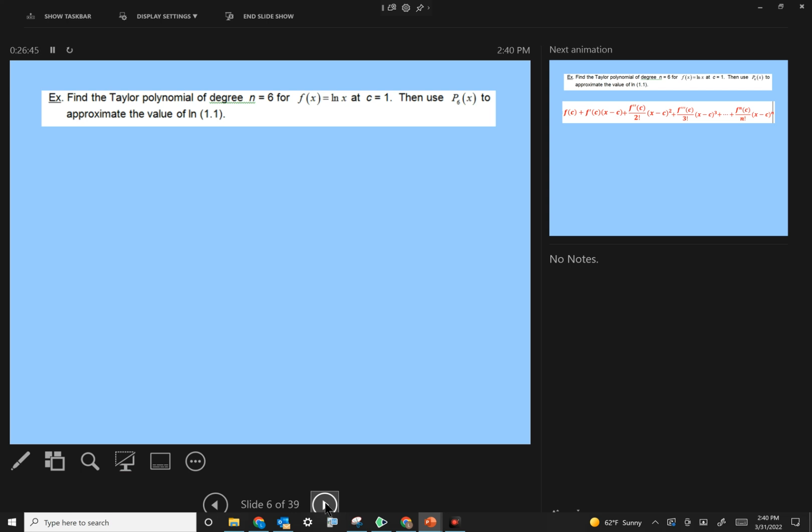Okay? Next example. Taylor polynomial, does that mean it's centered at 0? No, it would say Maclaurin, of degree 6 for natural log, but where is this one centered? At 1. All right, so we need 6 derivatives of, starting with, natural log of x. First derivative, 1 over x. Second derivative, negative 1 over x squared.